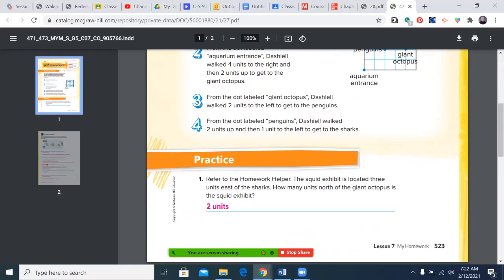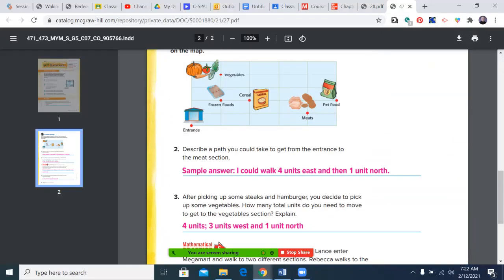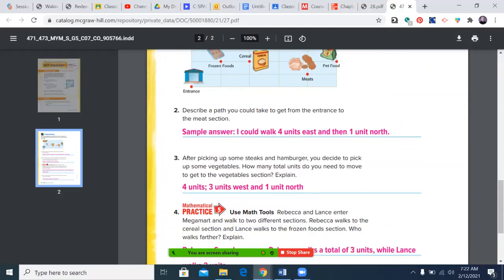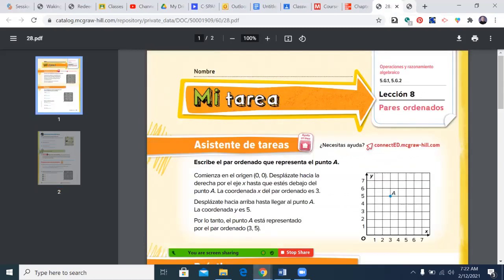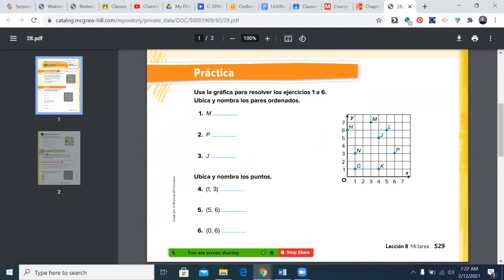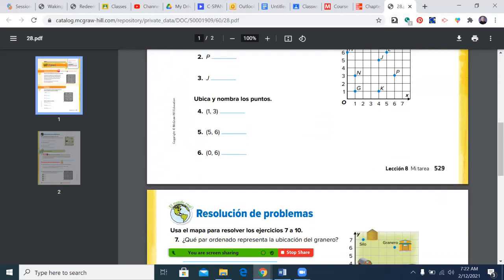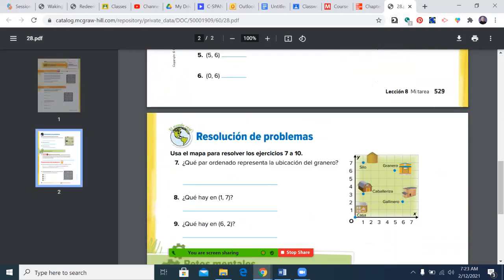So we found out that the Squid Exhibit was 2 units north of the giant octopus. Describing paths, you had some options there. I'm going to check your answers. Today's assignment is going to be similar, but we're going to be naming those points. All of the answers are going to look like this, with a parenthesis, a number, a comma, another number, and a parenthesis.